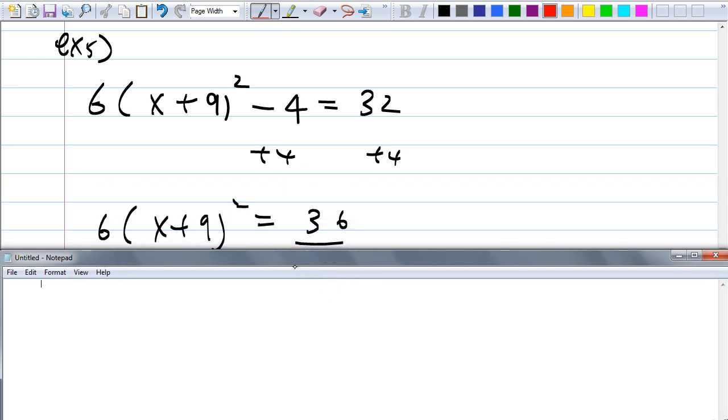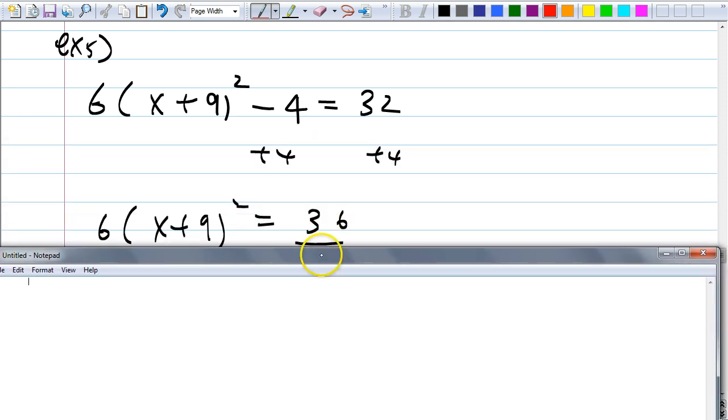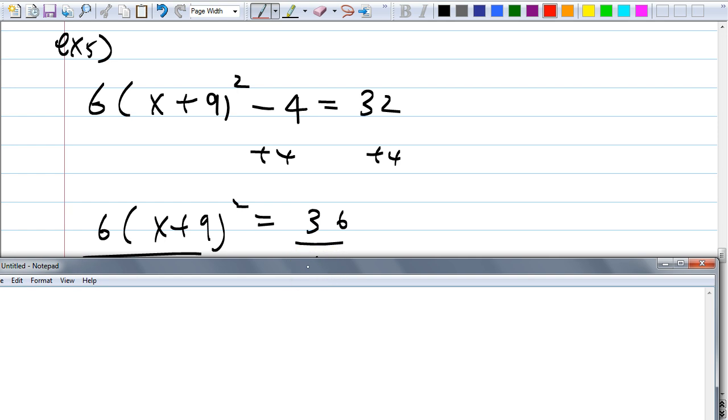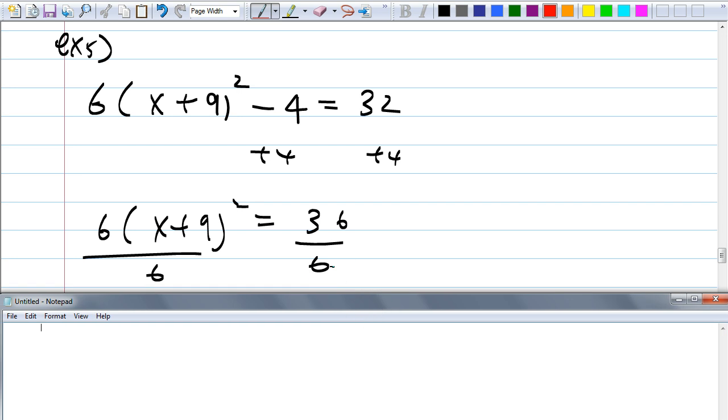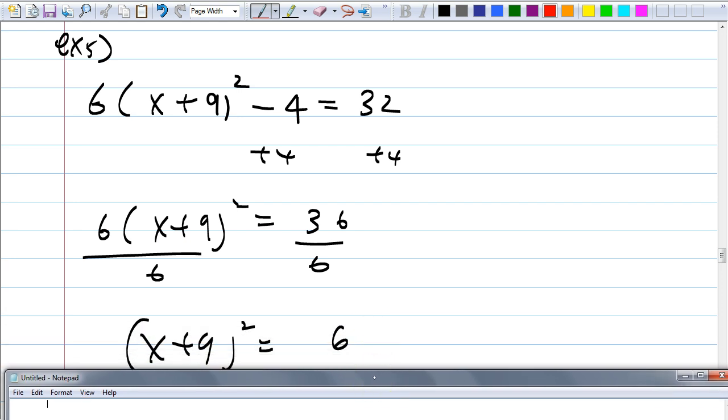Don't you have to follow PEMDAS? But when you're solving for something, you have to do the opposite way, don't you? That's only when you're simplifying, right? Because if you divide both sides by 6 first, you get 4 over 6. You don't want to deal with fractions, do you? No. So you just add 4 and then divide both sides by 6. It's kind of like solving. You have to undo it, in the opposite order of PEMDAS, the order of operations. So then we get this, guys: x plus 9 squared is equal to 6, right? Do we have a perfect square equals a number?